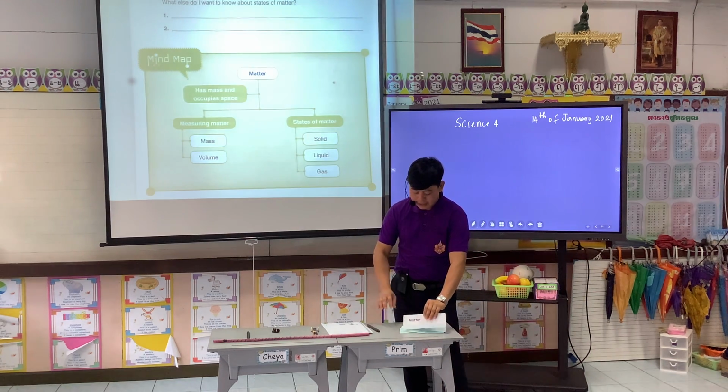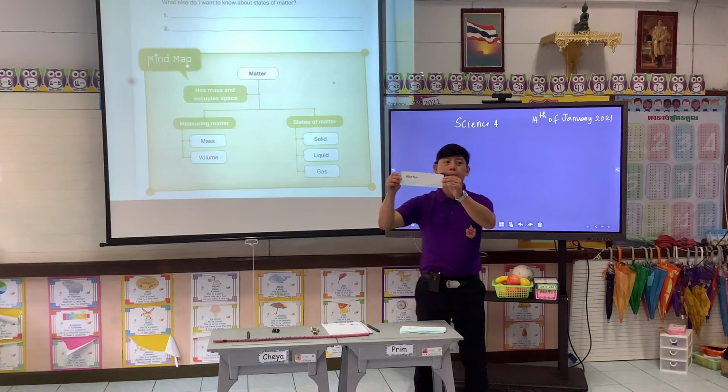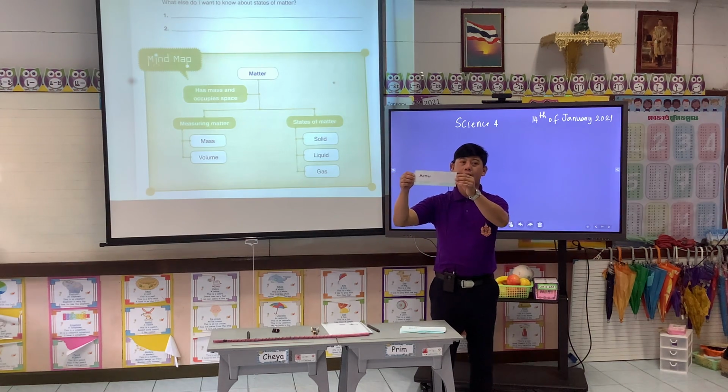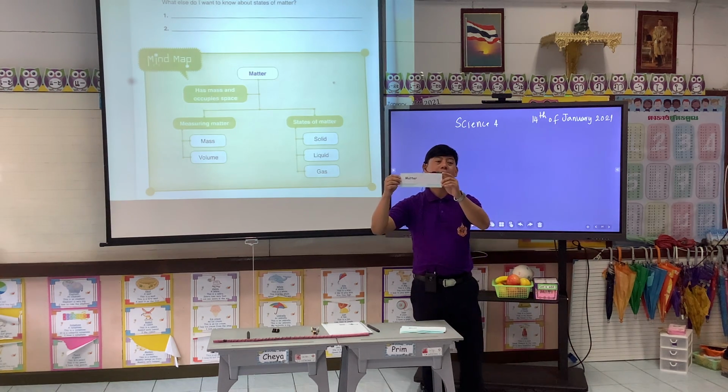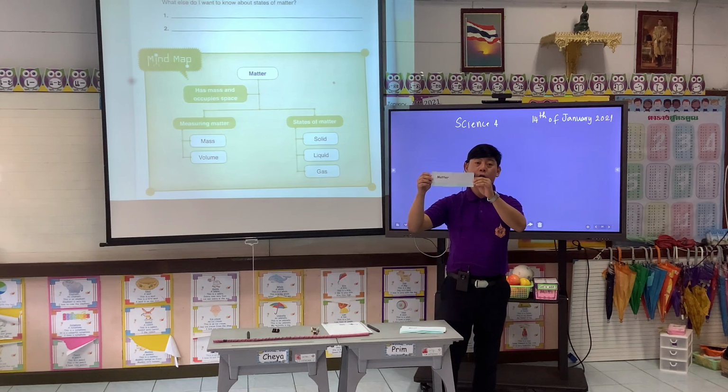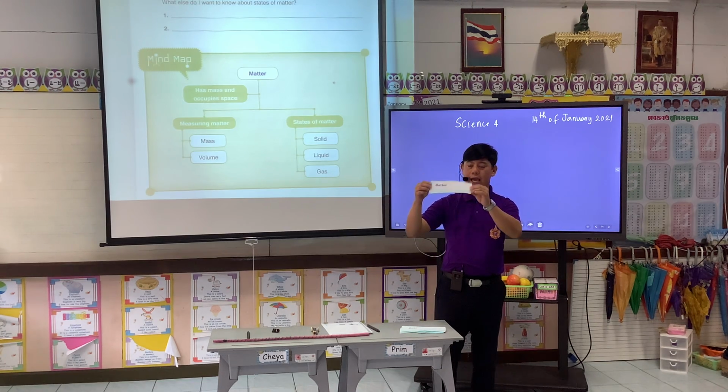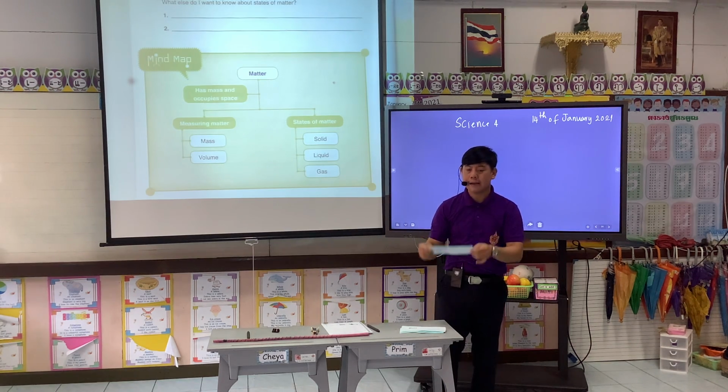Okay, please repeat after me. Matter. Again, matter. What is matter? Matter is anything that has mass and occupies space. Okay, matter means anything that has mass and occupies space. We have discussed this last time.